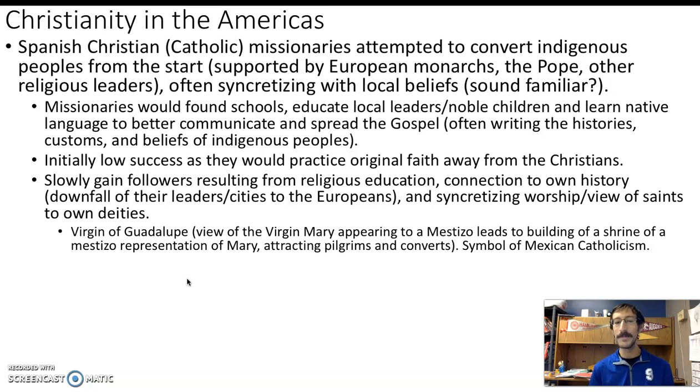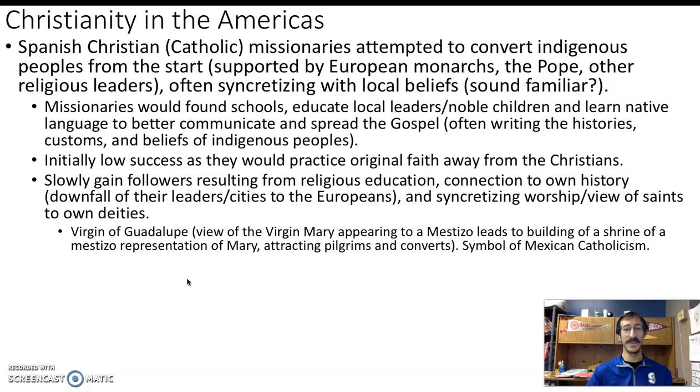But over time, as a result of religious education, connection to their own history, again, this plays in with the Aztecs, thinking that the Europeans, in a sense, there's the idea that Cortez was supposed to be the return of one of their gods, but also the syncretizing of the worship of the saints with their own deities. We kind of mentioned this in the previous video with the Virgin of Guadalupe being essentially the Virgin Mary appearing to mestizos, converts a lot of people or attracts a lot of people.